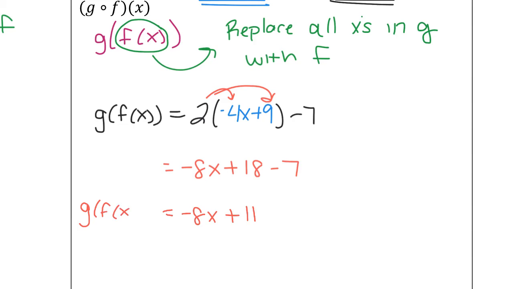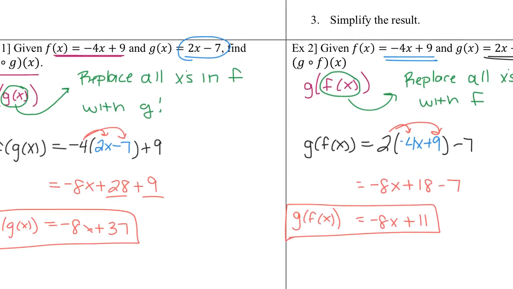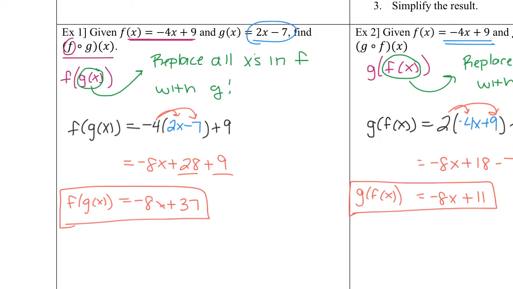So even though we used the exact same functions, the order made a difference. When f was the outside, we had negative 8x plus 37. When I used g as the outside, we had negative 8x plus 11. So the order does matter. It might come out to be the same function, it may not. So make sure you have the order of the outside and inside correct.